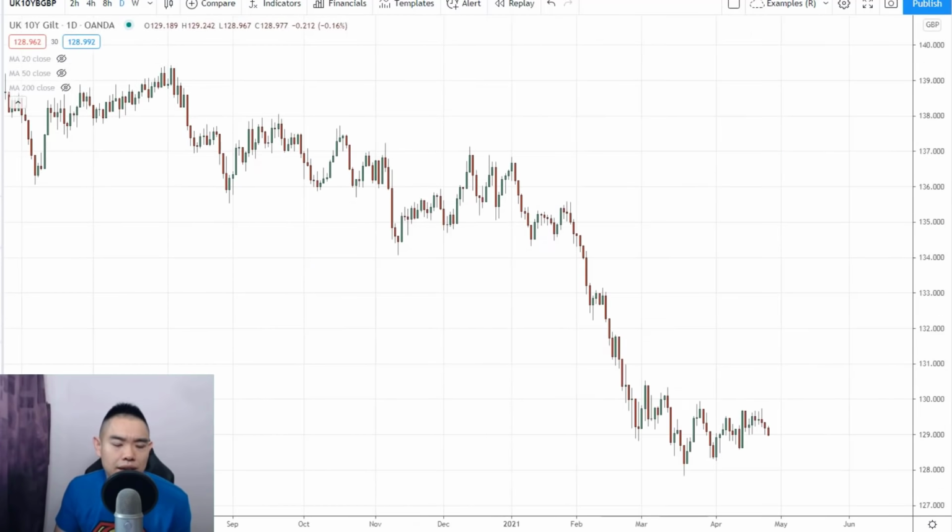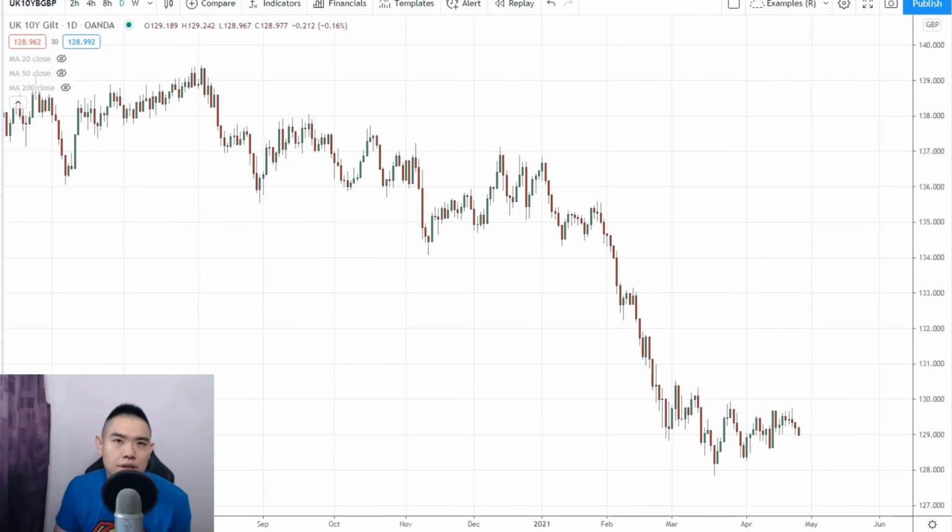So have a look at another example. This one again, UK 10-year gilt. If you look at this chart, is this in an uptrend, downtrend, or range? Look from left to right, you can see this market making a series of lower high, lower high, lower high, and lower low, lower low, lower low. Okay, now let's move on to something different.